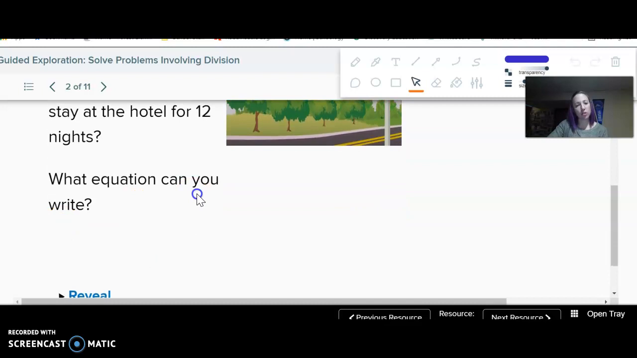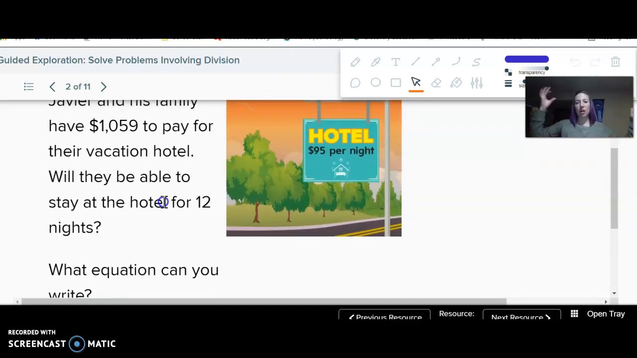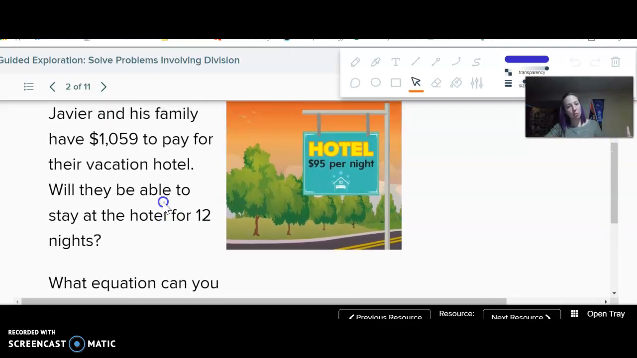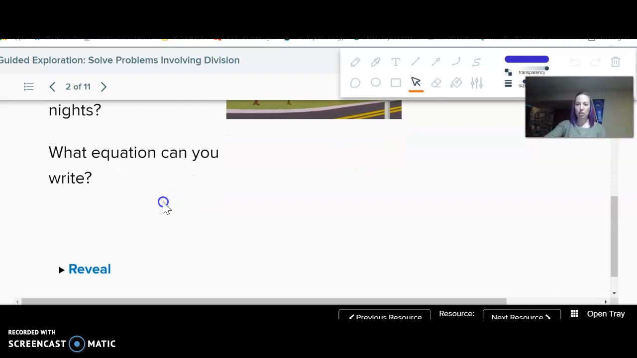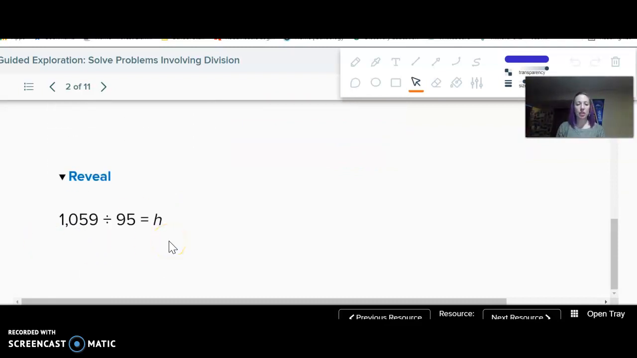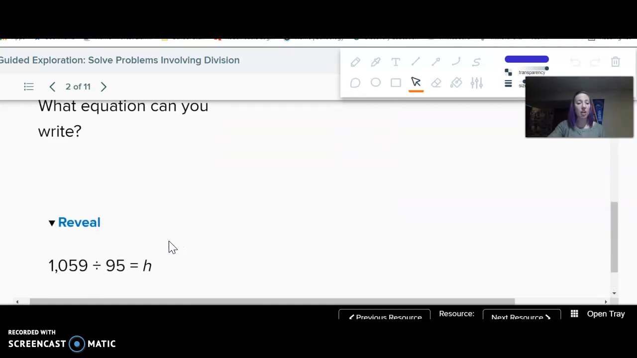All right, so what equation can you write? Well, a couple of options. You could think about, I have this total, I'm splitting it up into 12 nights. I could also think about, well, what's 12 times 95? Will that be more or less than 1,059? We can sort of think of the two ways of doing it.